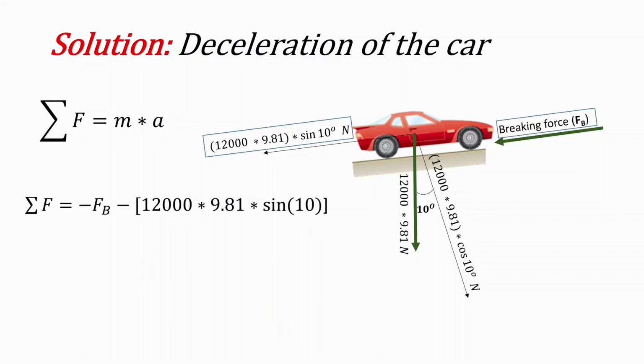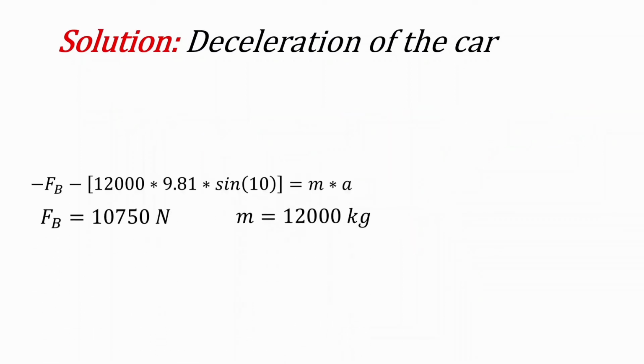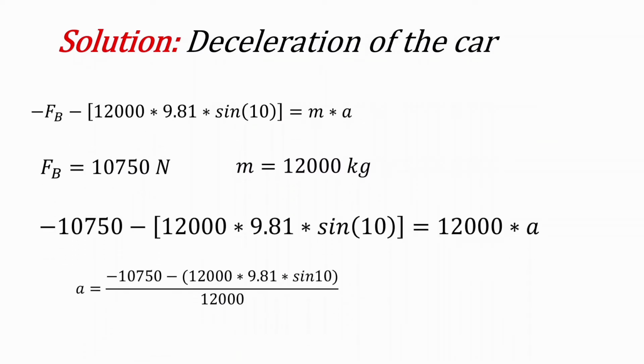If we bring all this into our equation, we have our summation of forces to be negative the braking force plus negative the component of the weight acting on the system. If we equate this to mass times acceleration, we can quickly plug in the values of the braking force and our mass and work it out simply to estimate our acceleration. If we do that, we get acceleration to be minus 2.6 meters per second squared.